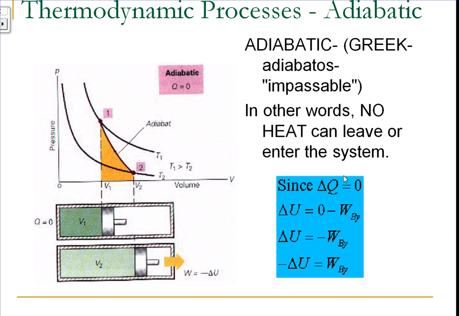An adiabatic process is a little bit more interesting. These are isothermal curves here. An adiabatic process has a much steeper curve. Adiabatic literally means impassable. What an adiabat means is there is no heat entering or leaving the system. This is a thermally insulated situation. Since delta Q must be zero, then the change in internal energy has to equal minus the work done by, or of course, the work done on a system.